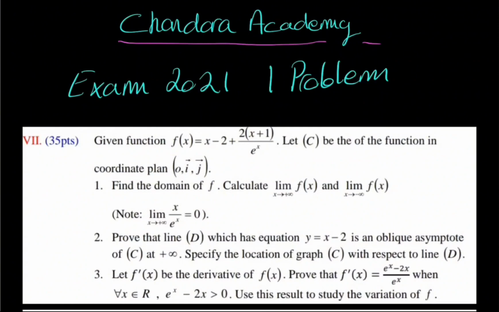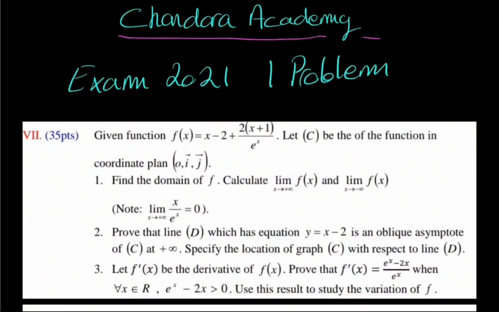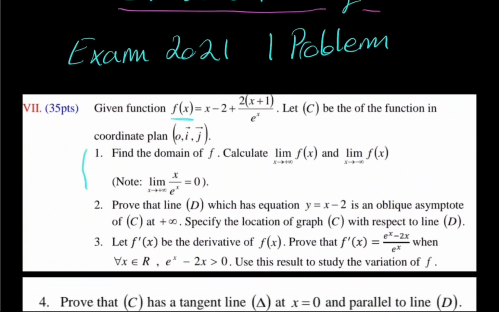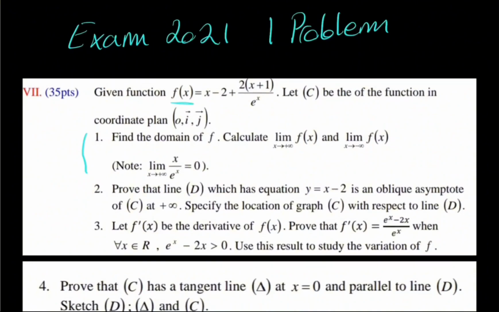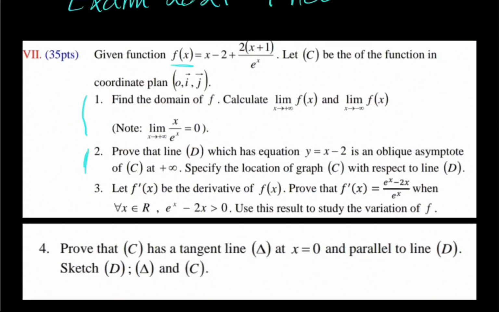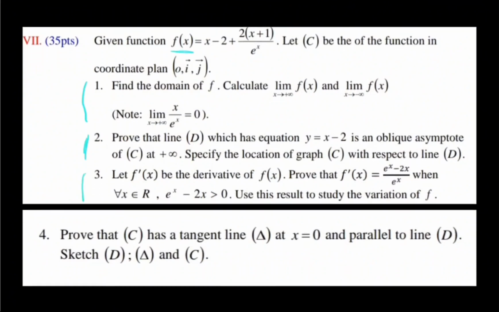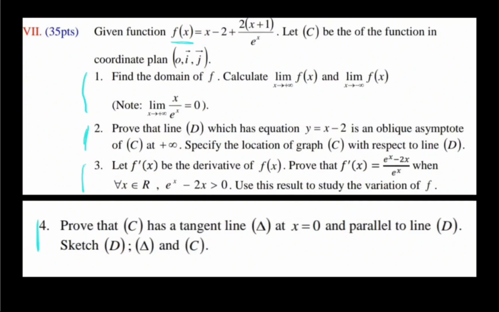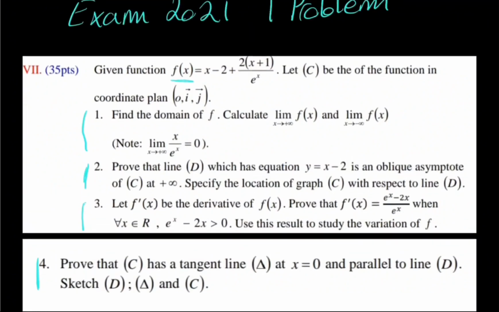Today we're going to solve the problem of the 2021 exam. So we are given a function f with some expression. We will first find the domain of f, then calculate the limit in plus and minus the infinity. Then we will prove that the curve of this function has an oblique asymptote in plus the infinity. And then we will derivate the function and prove that the derivative exists. And in conclusion, we will prove that the curve of the function has a tangent line at x equal to 0, parallel to the oblique asymptote.